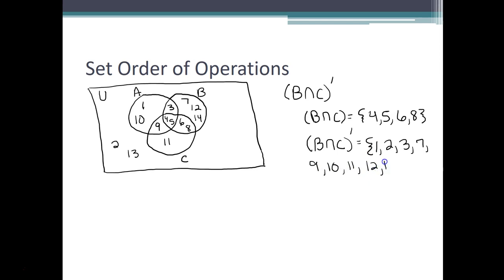12, 13, 14. I think that's everything. So all the other elements in that complement can be found in any of the circles or out here in the rectangle space outside the circles, just not 4, 5, 6, and 8. So that's what's happening there. Okay, so just make sure you follow whatever that order is still, even though there might be 3 sets involved in a bigger Venn diagram.